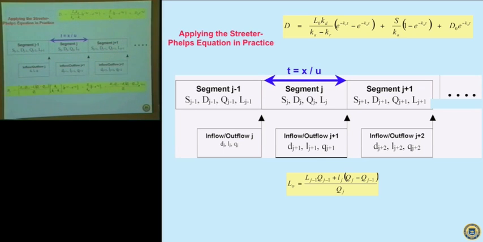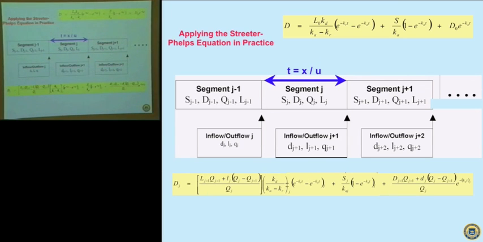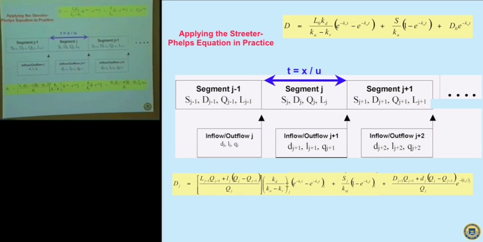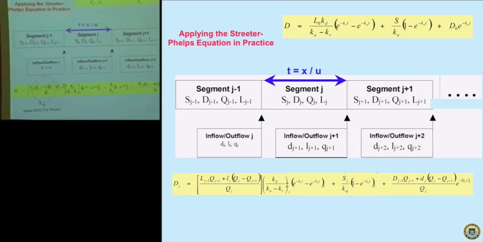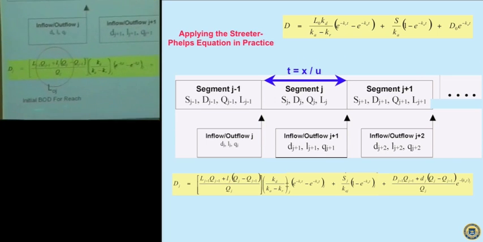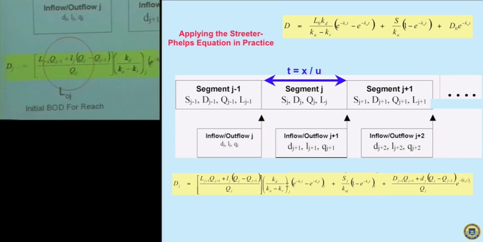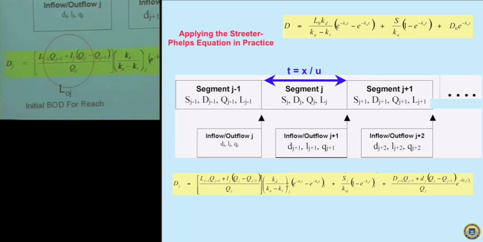Okay, so I can substitute into the Streeter-Phelps equation with our bookkeeping parameters. And it looks like it's getting a little bit hairy. But what you would do in a spreadsheet, and what has been done for you already, is to define these terms, right? This is the initial L naught of j for the reach. So you just put a column in the spreadsheet for L naught of j.